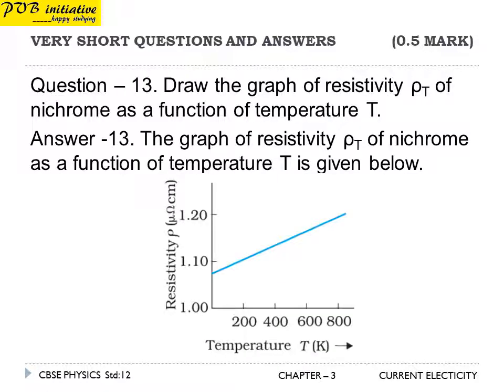Question 13. Draw the graph of resistivity rho T of nichrome as a function of temperature T. Answer 13. The graph of resistivity rho T of nichrome as a function of temperature T is given below. According to the graph, it is clear that nichrome has some initial resistivity, and as temperature increases, the resistivity also increases uniformly.